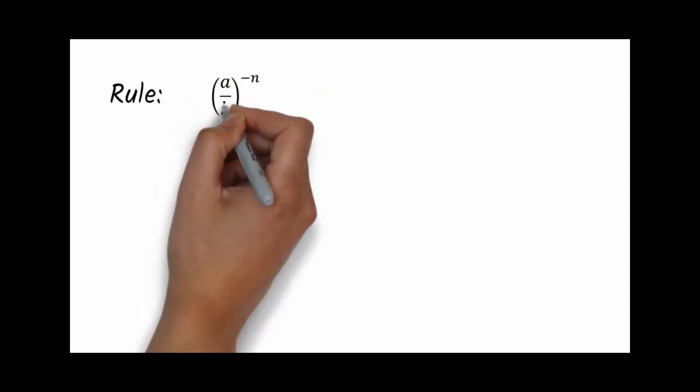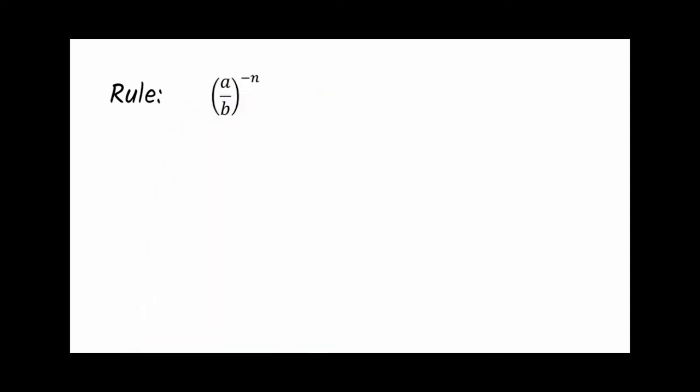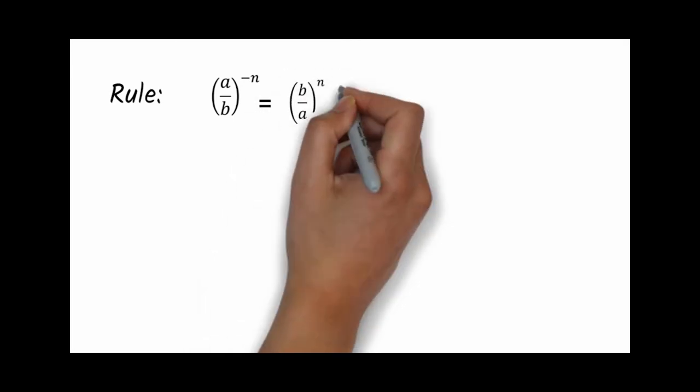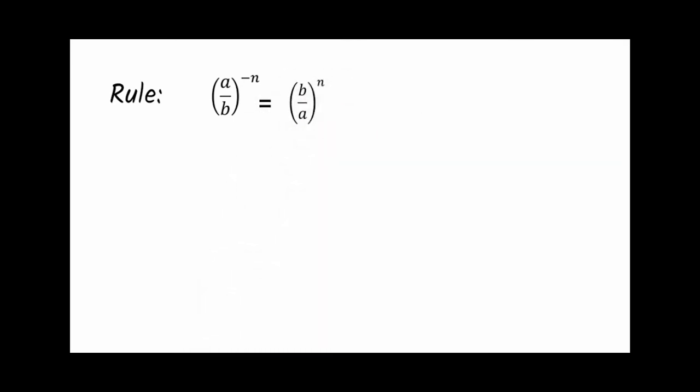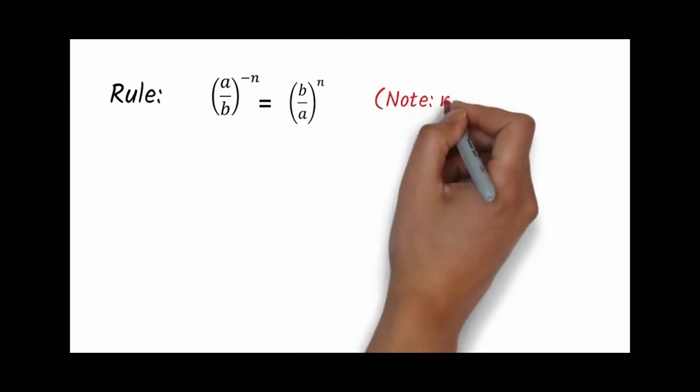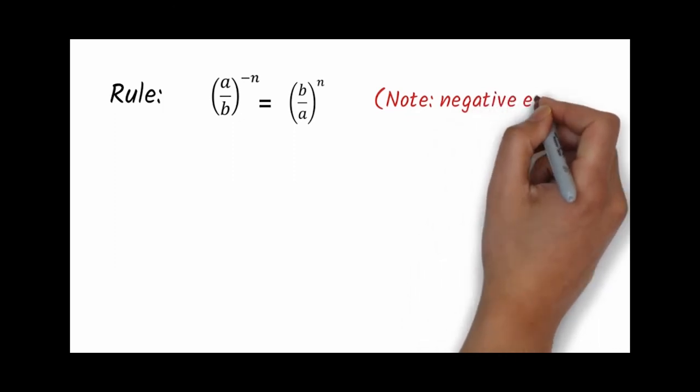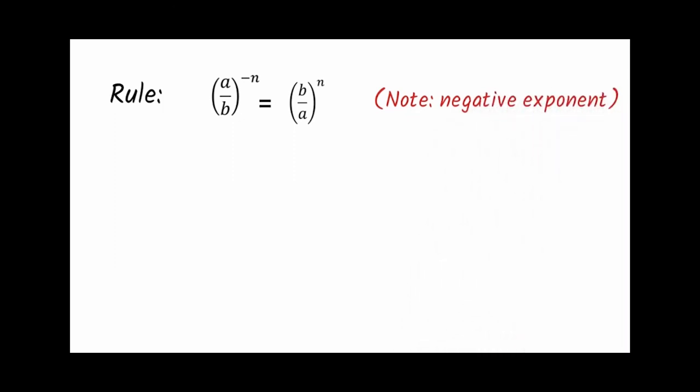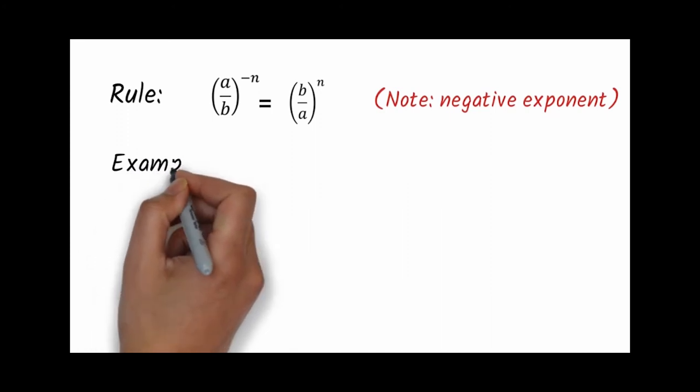Now let's look at a negative exponent rule. If I have a fraction a over b, the whole thing raised to the power of negative n, which is a negative exponent, to convert this into a positive exponent, the base fraction has to be in its reciprocal form. That is, a over b raised to the negative n is equal to b over a raised to the power of positive n. Let's look at an example.